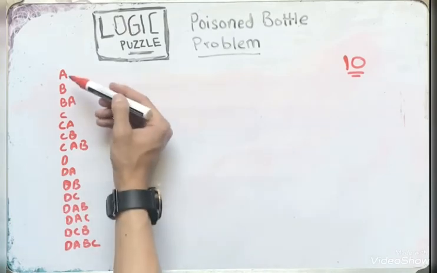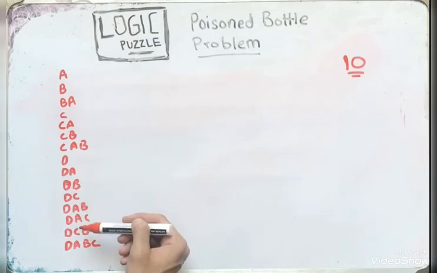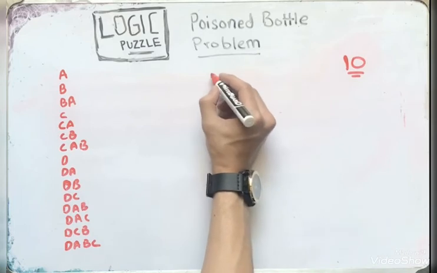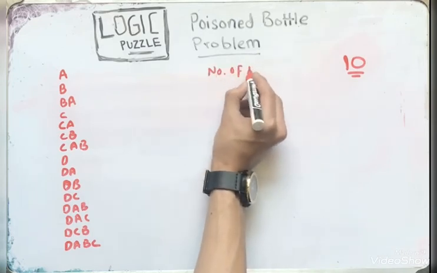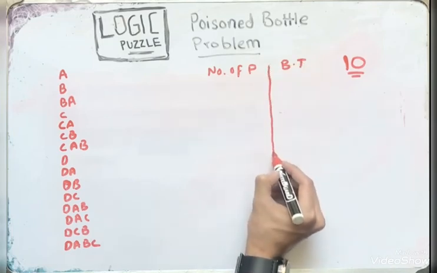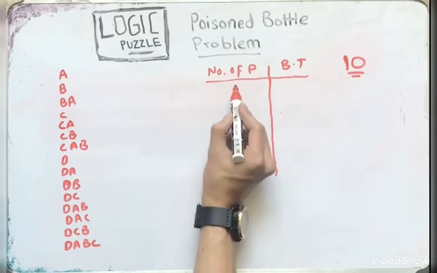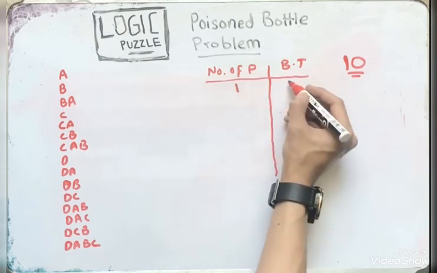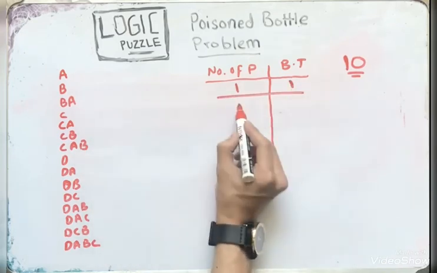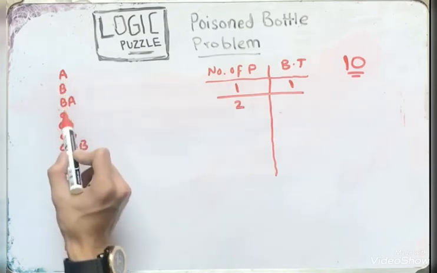So how many are there? 1, 2, 3, 4, 5, 6, 7, 8, 9, 10, 11, 12, 13, 14, 15. So you can make a table where you write the number of prisoners and bottles that can be tested. When the number of prisoners was 1, you can only test 1 bottle, right? And when the number of prisoners was 2, you could test 3 bottles. With B and A, you could test 3 bottles, 1, 2, and 3.